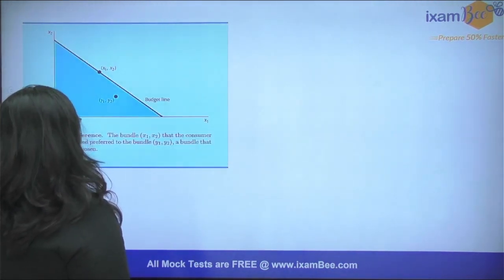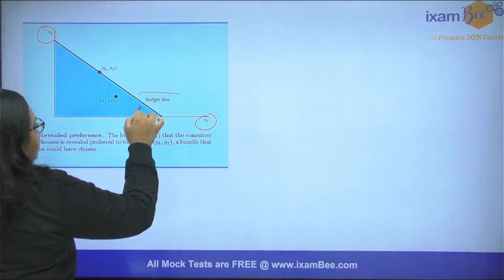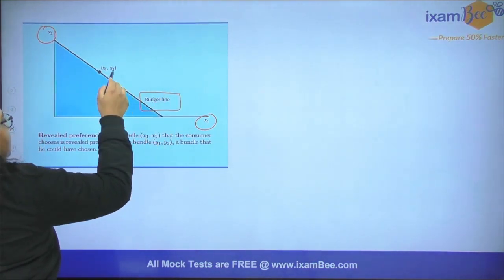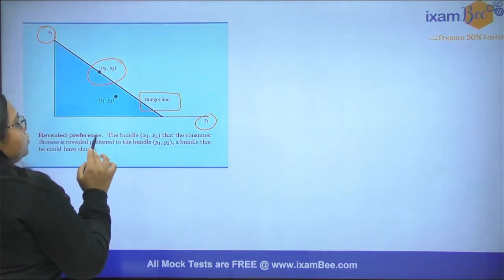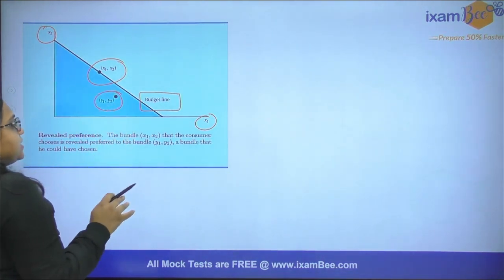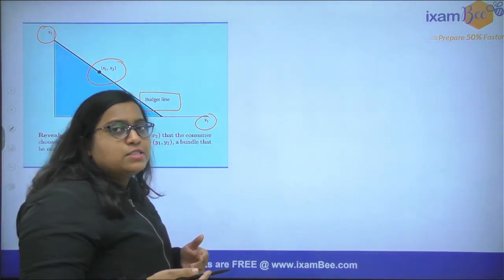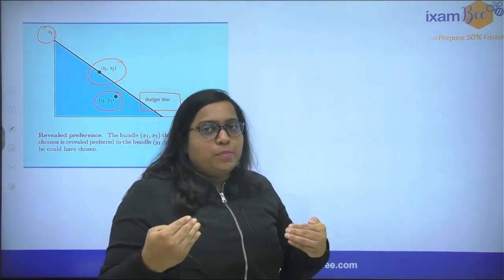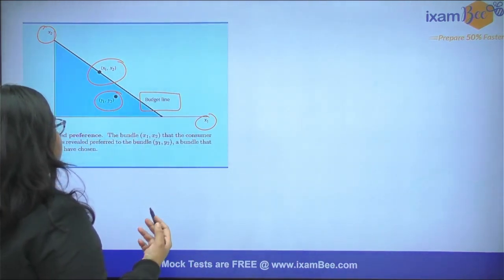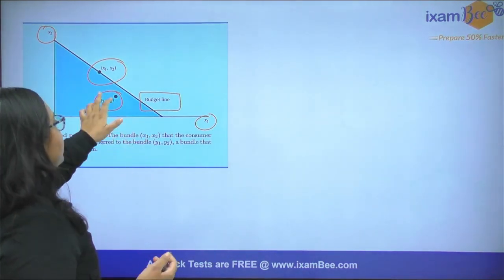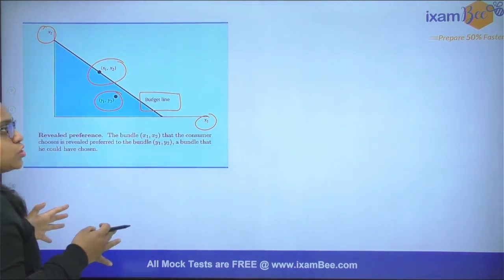Here in this diagram, we are plotting x1 on the x-axis and x2 on the y-axis. This line indicates the budget line of the consumer. Here, the consumer is choosing the bundle x1, x2, and he's choosing it even when the bundle y1, y2 is affordable. So by choosing the x1, x2 bundle, he is in some sense revealing his preference for x1, x2 even when the bundle y1, y2 was available. The consumer is saying that the bundle x1, x2 is revealed preferred to the bundle y1, y2 because he chooses to purchase this particular bundle. This phenomenon is called revealed preference.